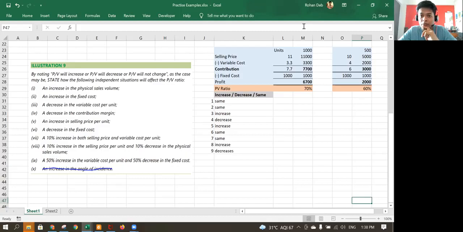I think this is an important question because this might come in an MCQ. But if you are confused, try to put in figures and calculate, and figure out which is your contribution, and then find out the PV ratio. Okay, PV ratio is contribution divided by sales.